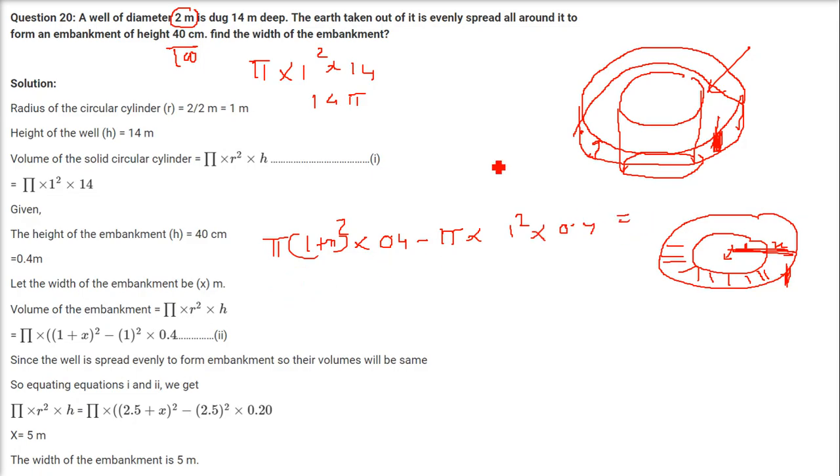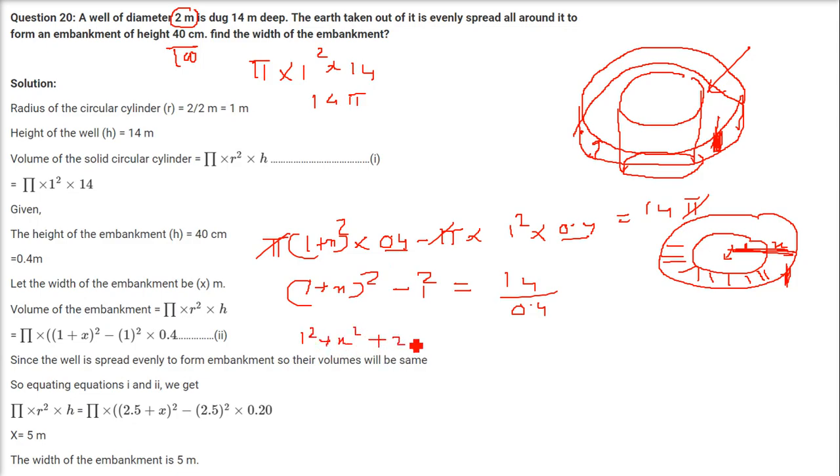So this is equal to this 14 pi. Let me just remove this pi. So what do we get? 1 plus x whole square minus 1 square will be equal to this. 0.4 also comes out. This is common. So I am taking 0.4 here on this side. So it will be 14 upon 0.4. Let me solve this one first. 1 plus x whole square is 1 square plus x square plus 2x, minus 1. So 1 gets cancelled. This is x square plus 2x.